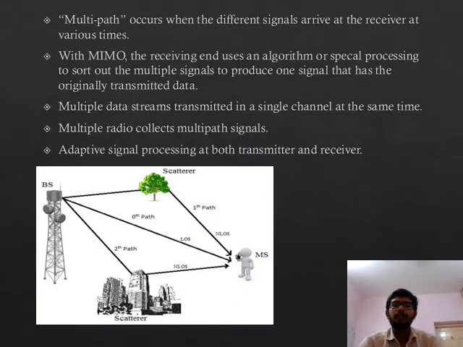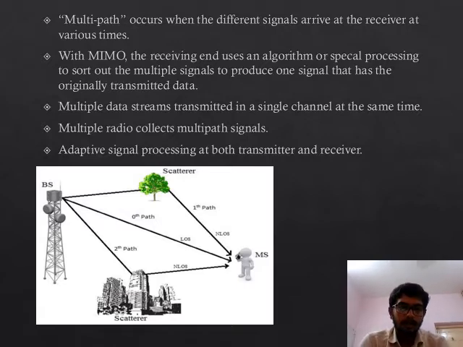Multipath occurs when different signals arrive at the receiver at various times. With MIMO, the receiver end uses an algorithm or spatial processing to sort out the multiple signals to produce one signal that has the originally transmitted data. Multiple data streams are transmitted in a single channel at the same time. Multiple radios collect multiple signals, with adaptive signal processing at both transmitter and receiver.